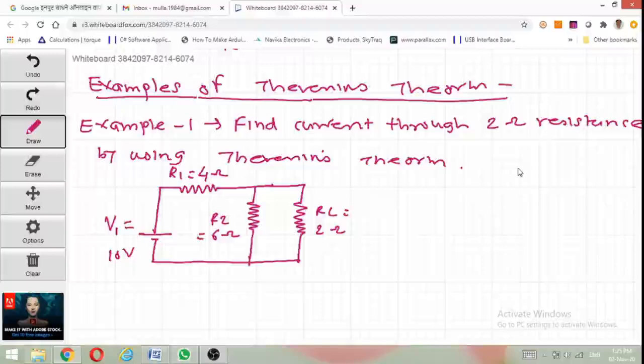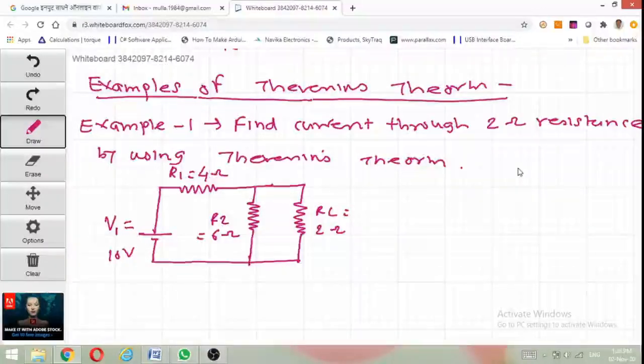Hello students, in the last lecture we discussed Thevenin's theorem. The statement of Thevenin's theorem is: any complex network can be converted into a simple network consisting of a voltage source and a series resistance. The voltage source is called VTH, meaning Thevenin's voltage, and the resistance is called Thevenin's resistance. In this lecture we will discuss some examples of Thevenin's theorem.